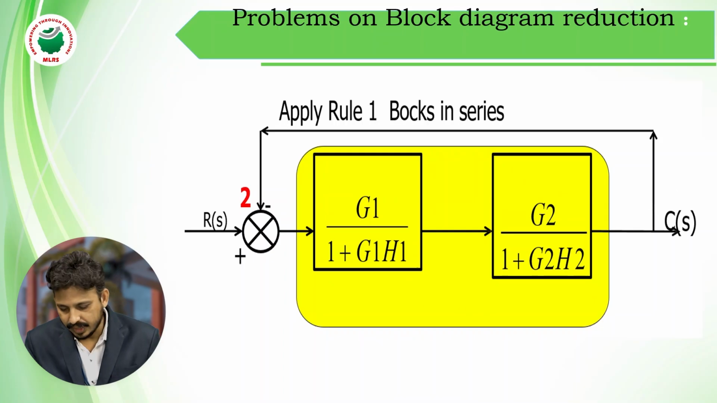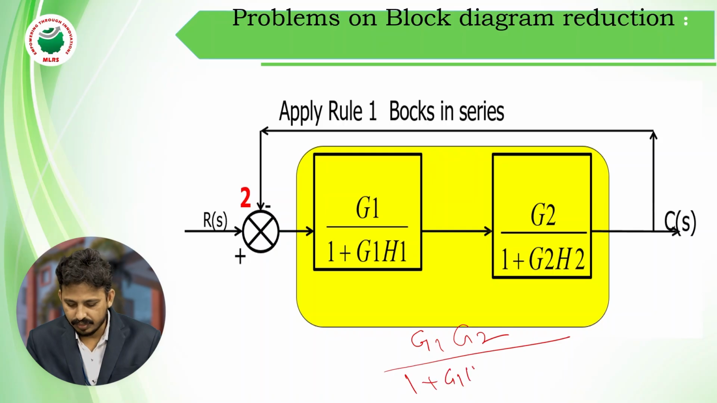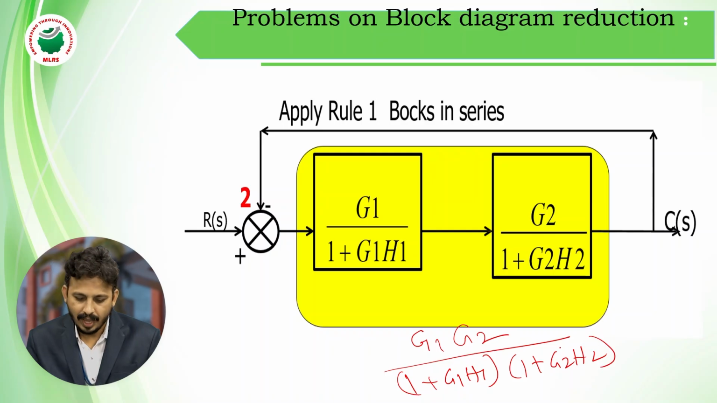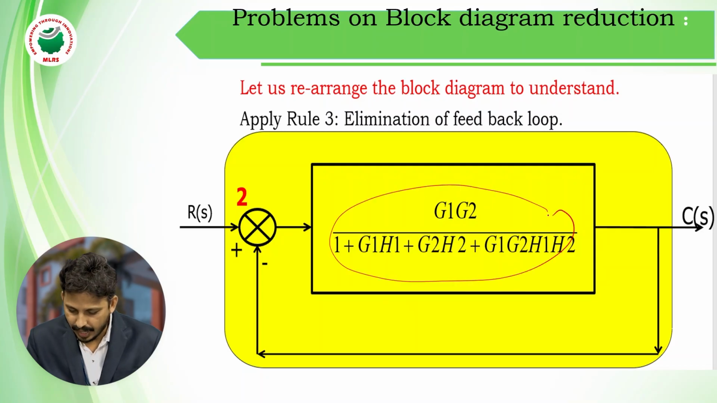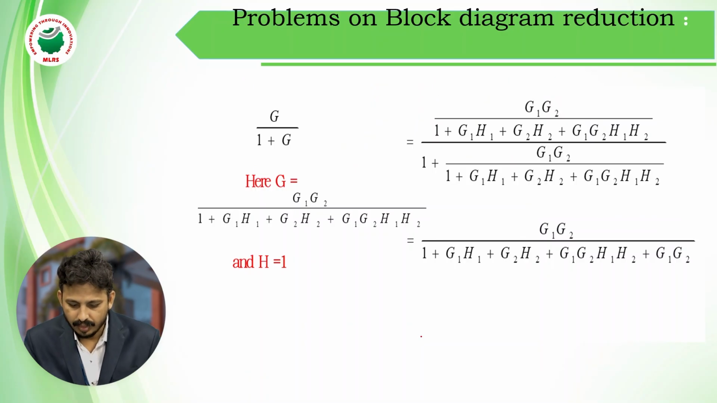So again, see, these two blocks are connected in cascade or series. So the overall transfer function is G1 into G2 by (1 plus G1 H1) into (1 plus G2 H2). Again, see this total block diagram, and this is a feedback path with a unity feedback system. So this is the forward path gain, and this is the unity feedback. Okay, so now I can perform the elimination of feedback rule here.